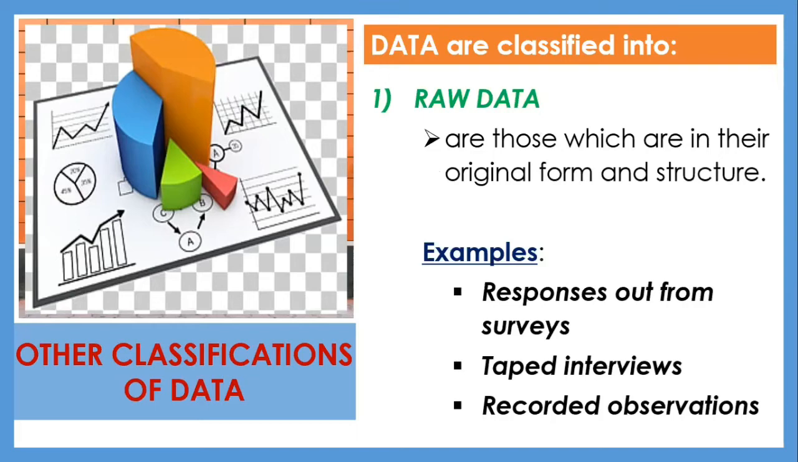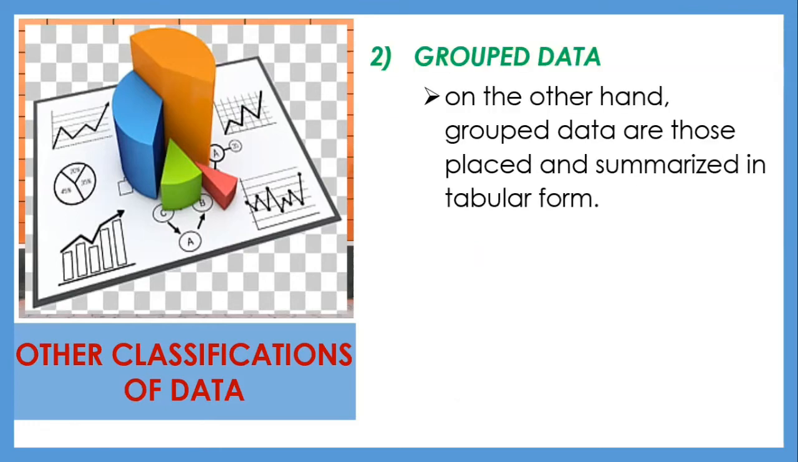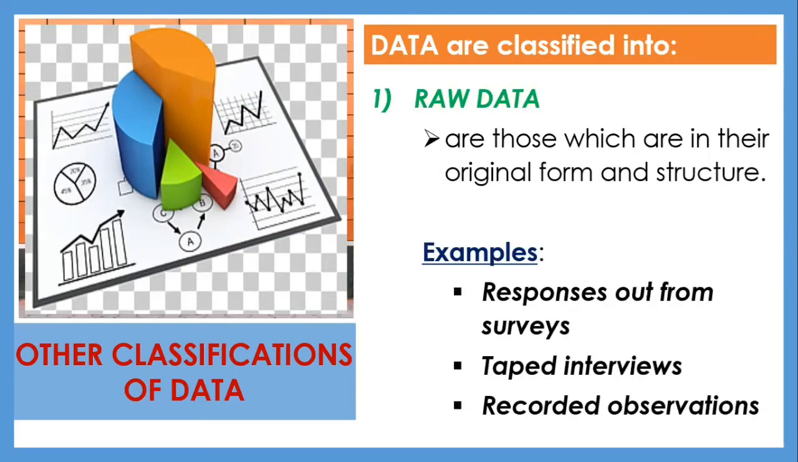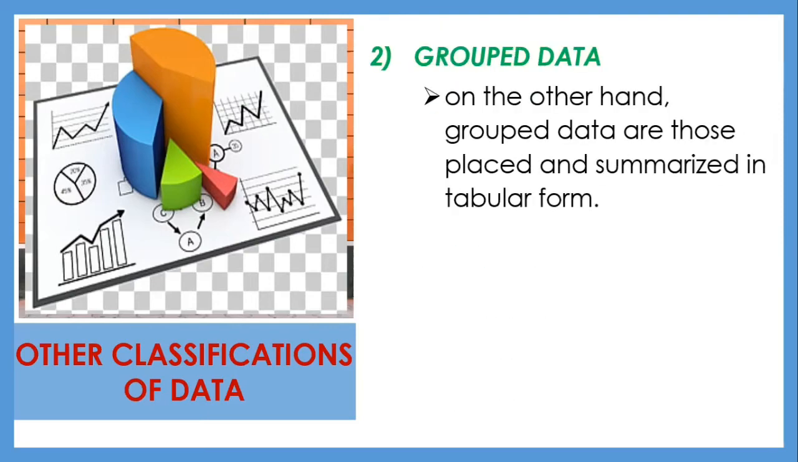Examples, responses out from surveys. So these are raw data. Taped interviews, recorded observations, and a lot more. On the other hand, if we say grouped data, these are those placed and summarized in tabular form. Okay, you are already grouping this and summarizing this into some sort of a tabulation. Okay, these are the differences between the other classifications of data. We have the raw data and the grouped data.